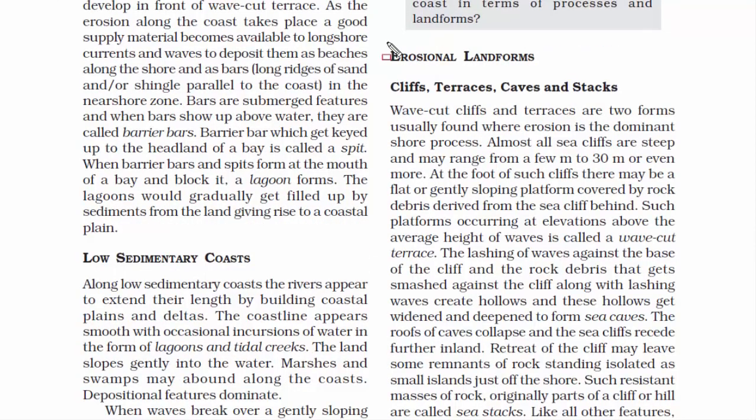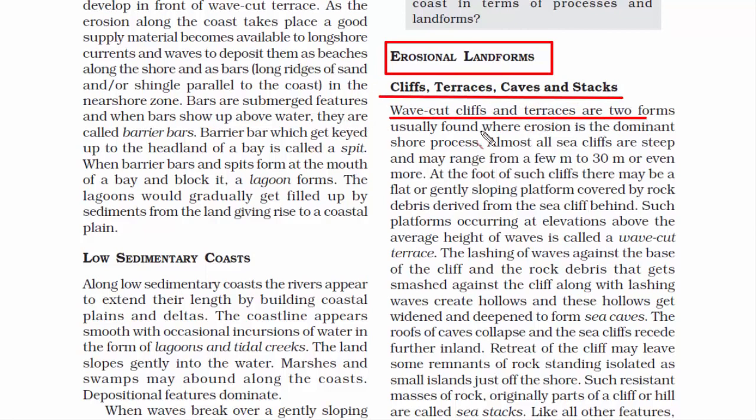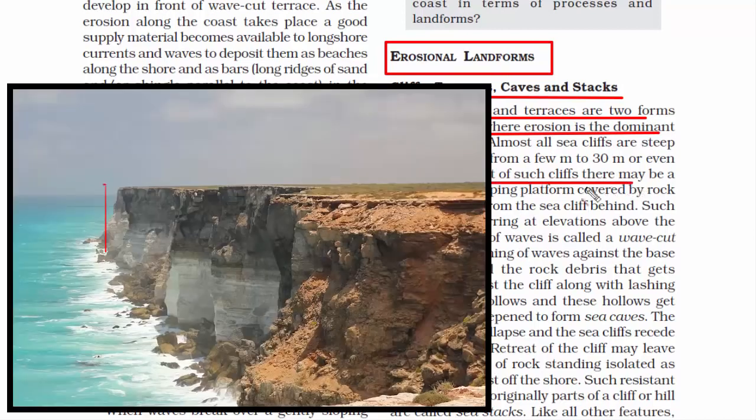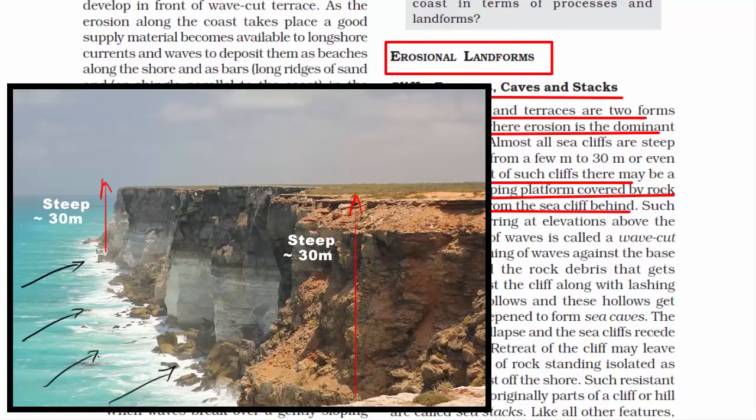Now we will read about some erosional landforms that exist due to waves and currents. The first one is cliffs, terraces, caves and stacks. We will quickly understand these four words. By cliff we mean sea cliffs, and terraces are forms that are usually found where erosion is extreme. A sea cliff is a steep coastal slope. It is created by the massive power of the waves. Waves constantly hit the cliffs and make them steeper.